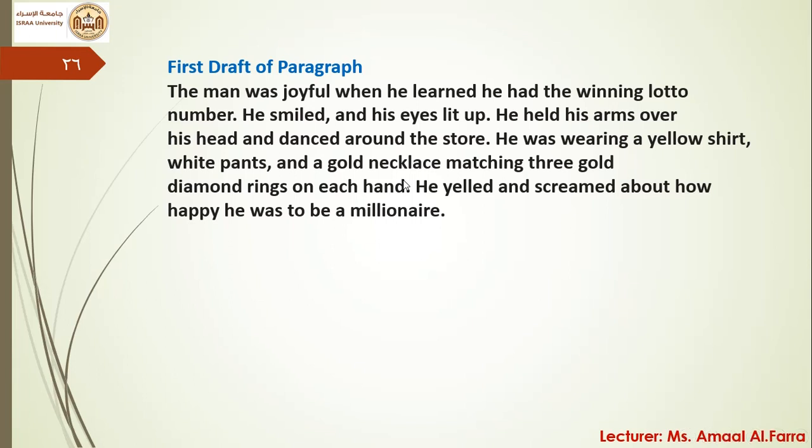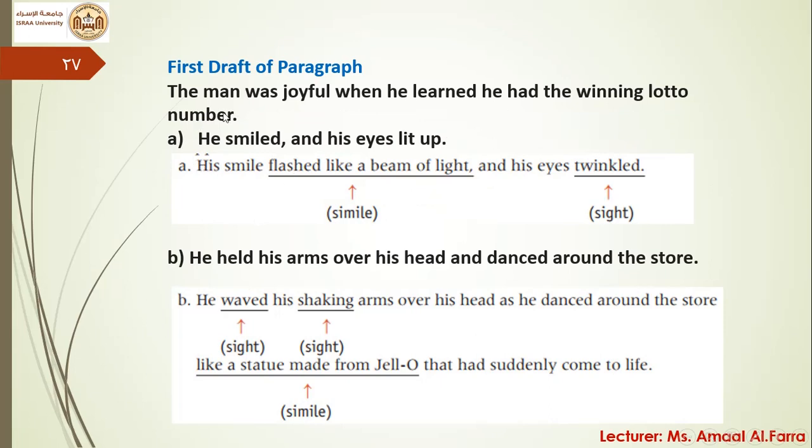We want to develop them to be descriptive by adding figurative language, sensory images, and descriptive details and descriptive words or adjectives. Look here. The man was joyful when he learned he had the winning lotto number. This is the topic sentence. Detail number 1, he smiled and his eyes lit up. This is detail number 1, support sentence. It could be his smile flashed like a beam of light and his eyes twinkled. As you see here, this is a simile. We use like. And this is sight. Okay, it is a sensory image related to sight.